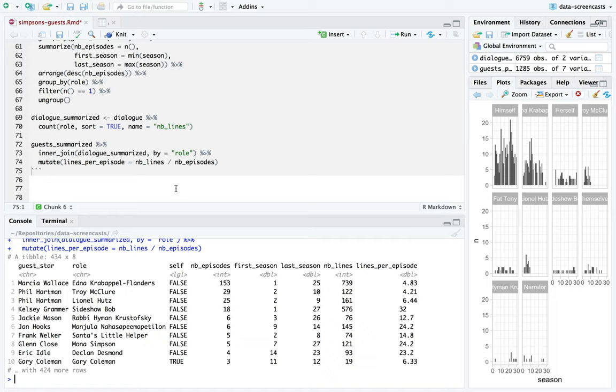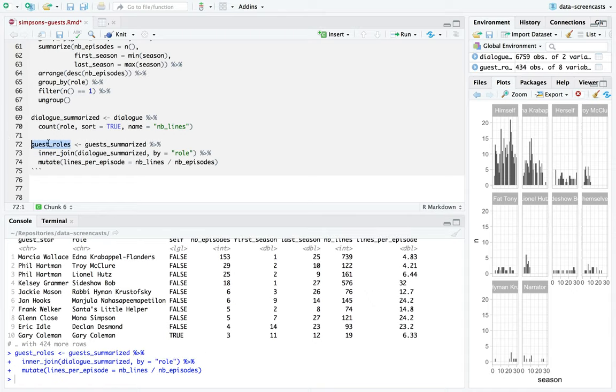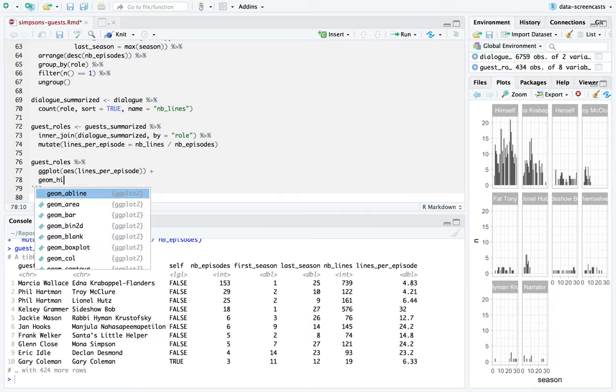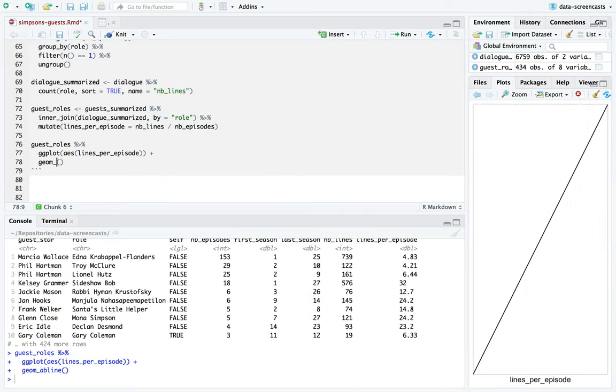So here's what I'm going to be interested in. We're going to call guest roles. It would be kind of neat if we histogram it, and it turns out there are two peaks. One for your joke characters, they show up and have a couple lines, and that's the joke. And then a second for your major part of the episode kind of characters. So let's take a look at it. If I look for bimodal distribution, I'm usually looking for lines per episode as a histogram.